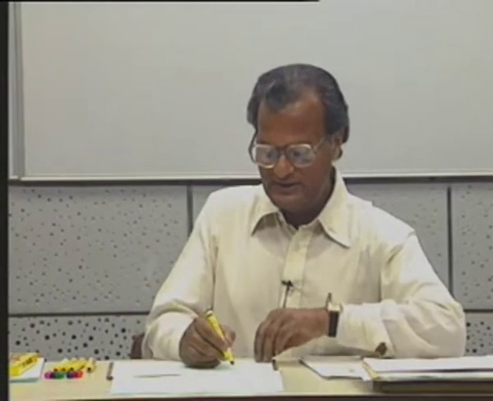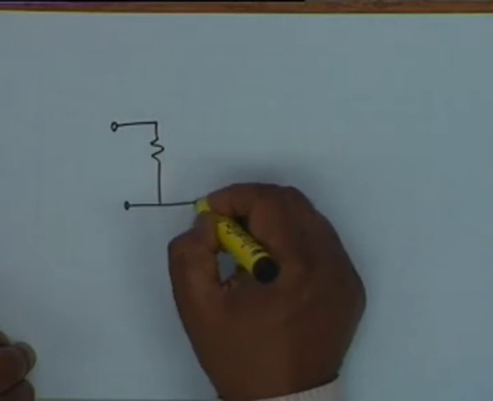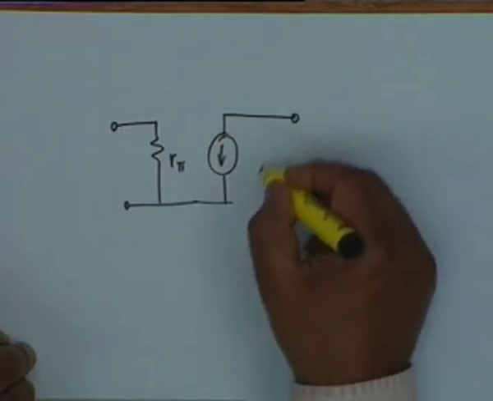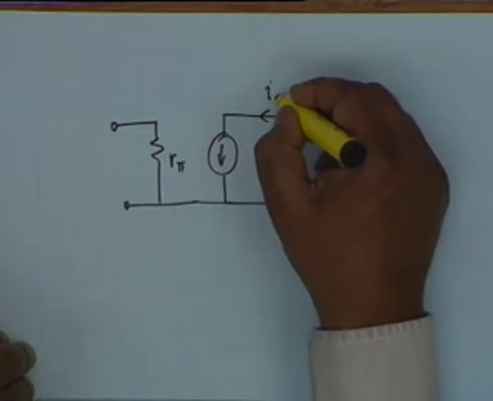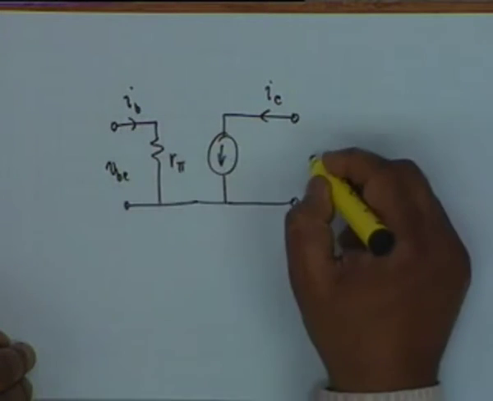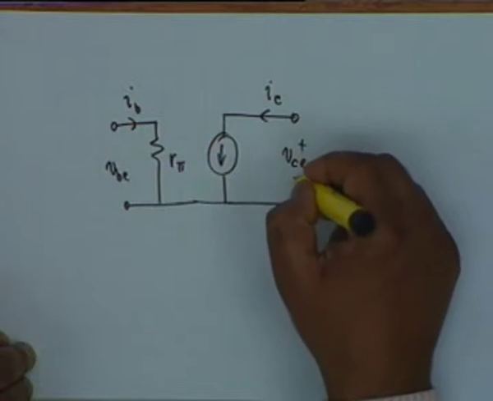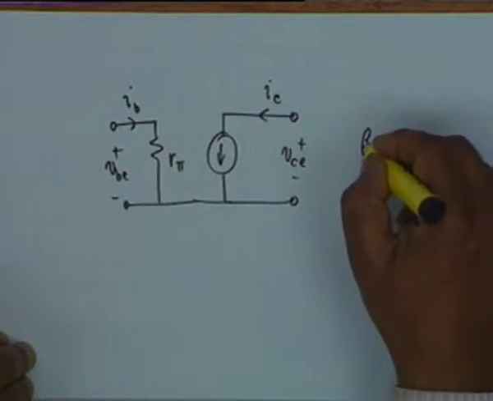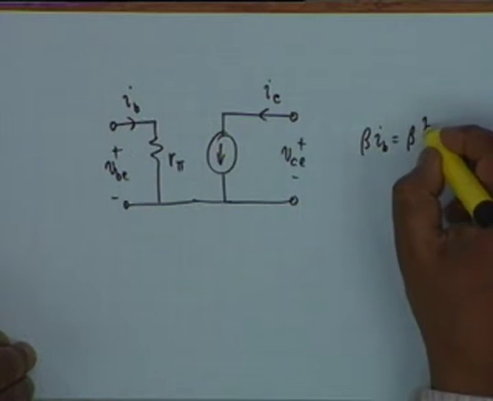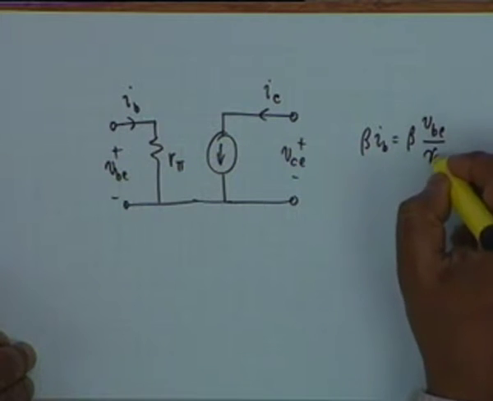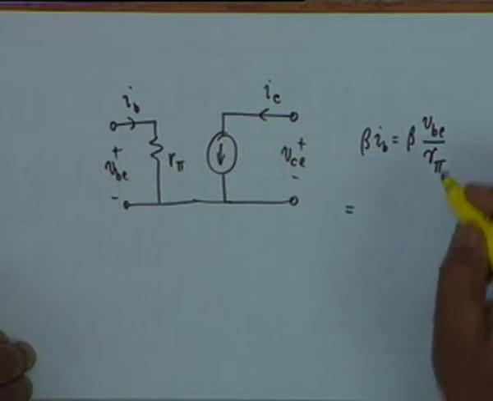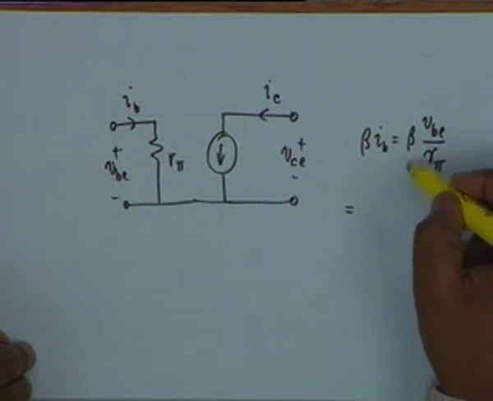Now, I want to represent this equivalent circuit. It is so important that one has to draw it again and again. I want to represent this equivalent circuit in a slightly different form. I sub B, V sub BE, and V sub CE. This current generator is beta I sub B, and beta I sub B can be written as VBE divided by R pi, all right, and therefore I can write this as, what would be the dimension of beta by R pi?